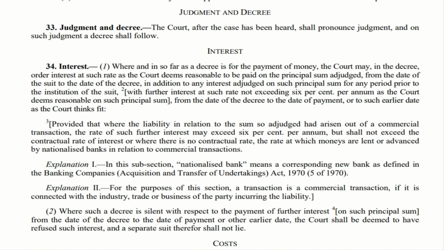Let us move to subsection 2 under section 34. If you recollect the third point we saw, it says from the date of decree to the date of payment, court can direct payment of interest. But in this case the court is silent about it. The court is not saying that interest should be paid from the date of decree to the repayment of the money. In that case, it is deemed that the court has refused such interest, and for this purpose a separate suit cannot be filed. You cannot file a suit to the court saying that you ask him to pay me interest from the date of decree till the payment of the money.